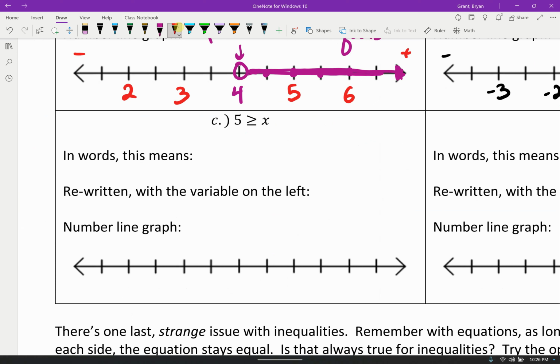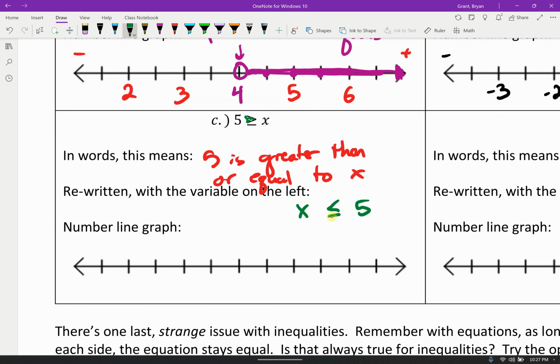Okay. 5 is greater than or equal to x. Let's flip it around. X on the left, 5 on the right. Notice that the mouth is trying to eat the 5, so let's keep it going that way. And so another way to say that 5 is greater than any x value is that the x values have to be less than or equal to 5.